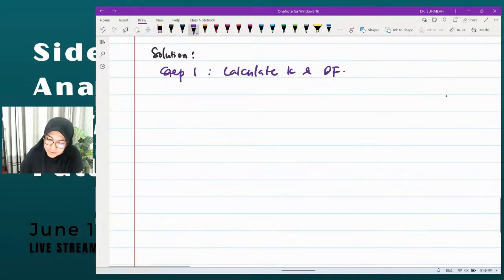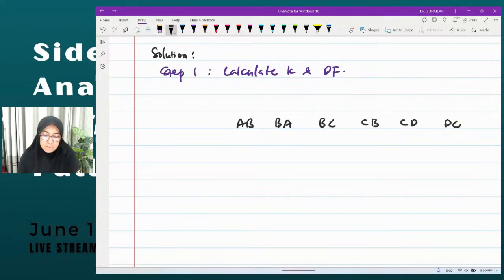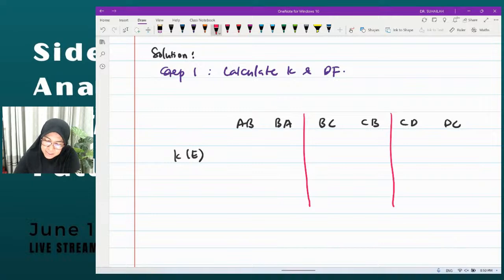A, B, B, A. Okay, like this: A, B, A, B, C, C, B, C, D, D, C. Okay, so we have K. E is only constant, so we can keep it in terms of E. Okay, this is for member AB, member BC, member CD.